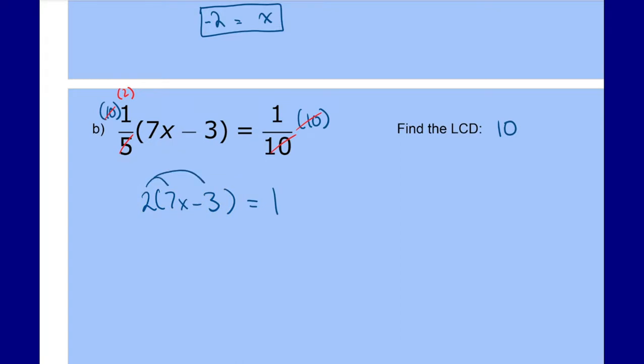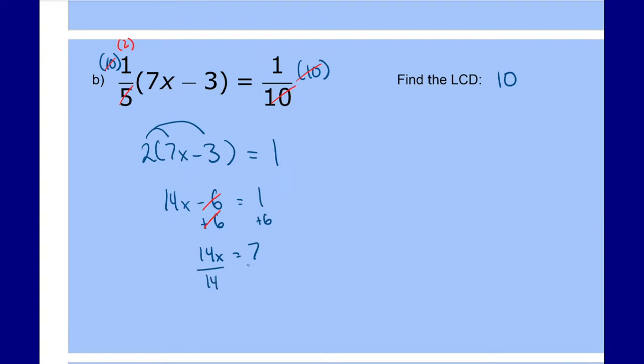Because of those brackets, I'm going to distribute my property. So 2 times 7x is 14x, minus 2 times 3, which is 6, equals 1. I now have a two-step equation. Cancel out the minus 6 with plus 6, do the same thing to both sides. I get 14x equals 7. Cancel out the multiplying by 14 by dividing by 14. X is equal to 7 over 14, or x is equal to 1 over 2.